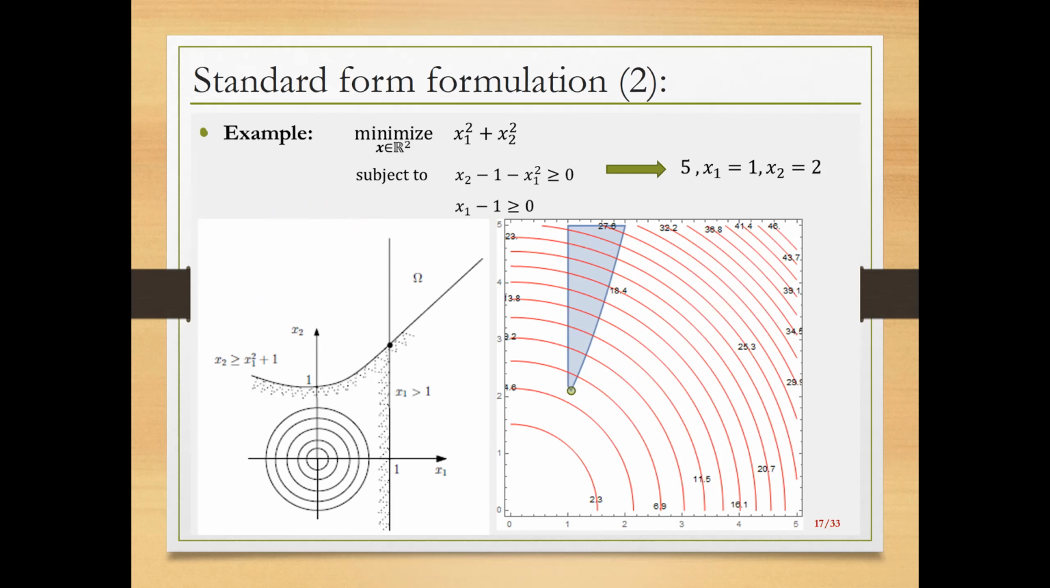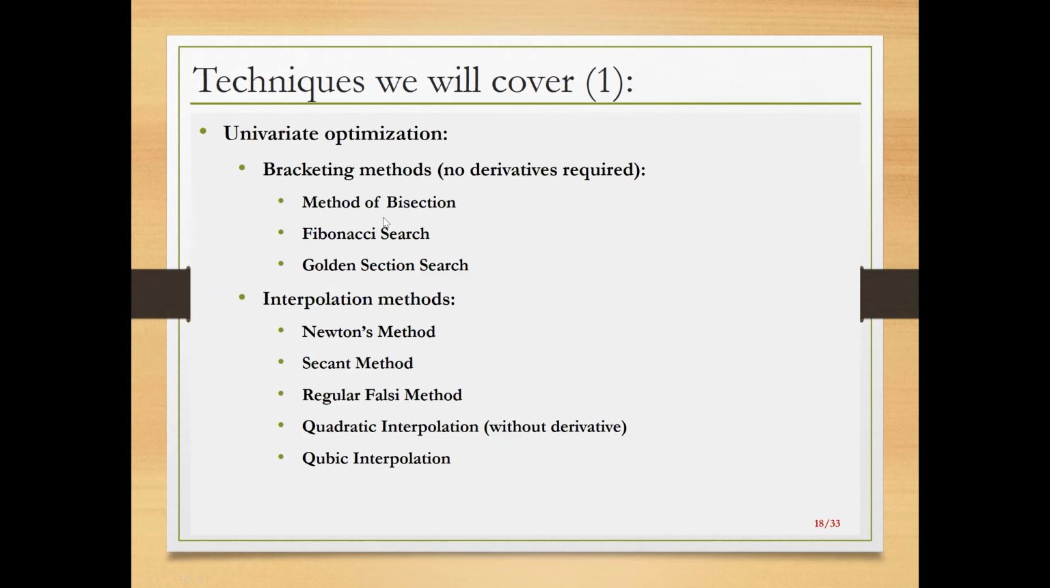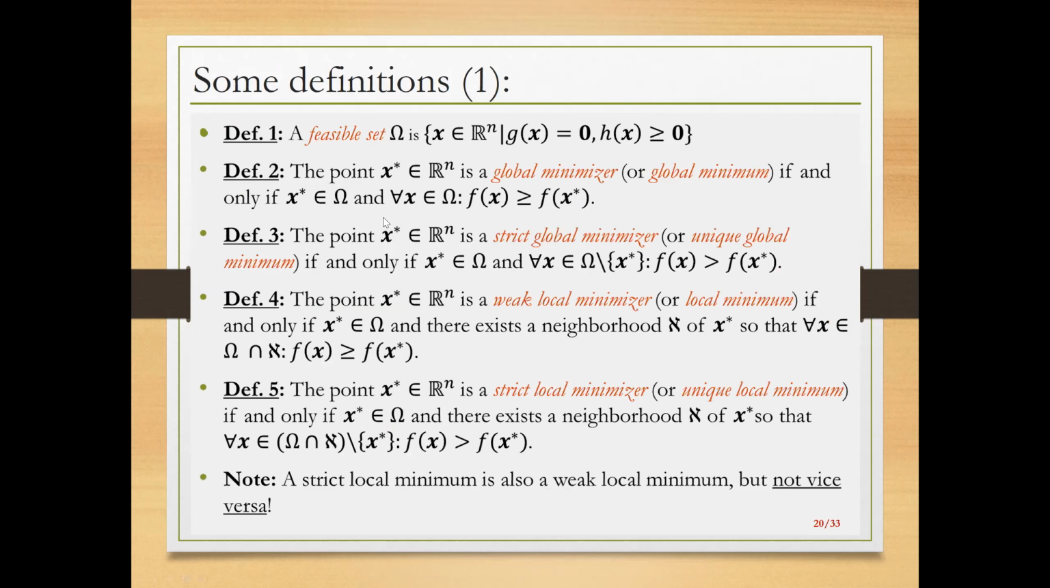So with this said, we now know the difference between these two definitions, definition 2 and definition 3. Strict means there is only one singular point, which is the global minimum. But with just global, or what we also call loose global minimum, there may exist more than one global minimum with the same functional value.